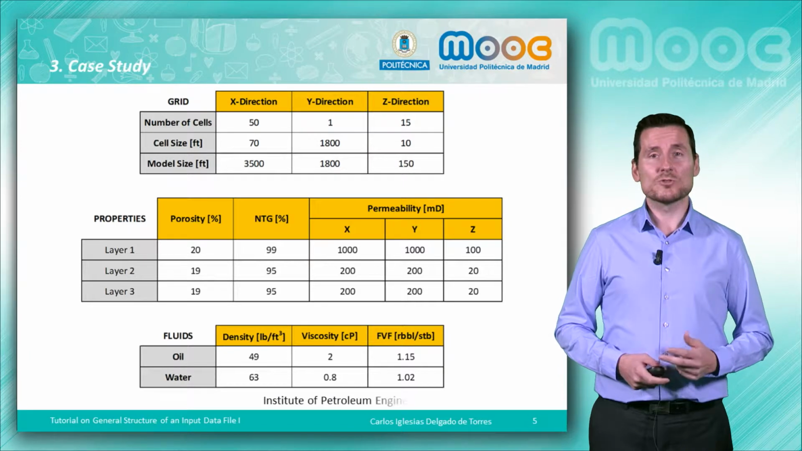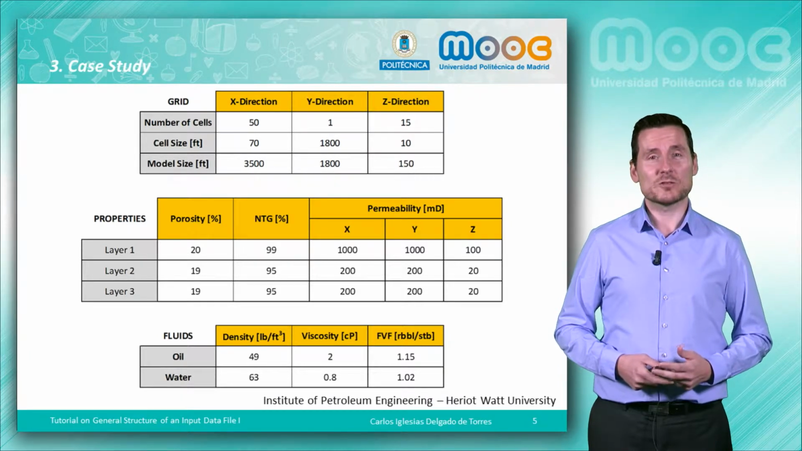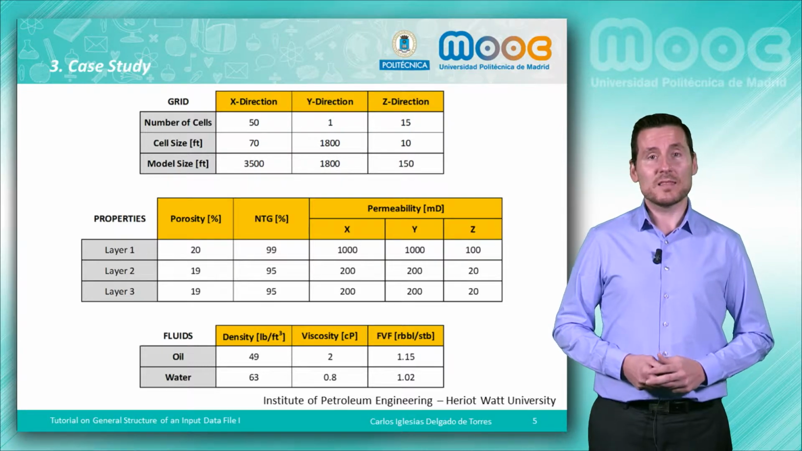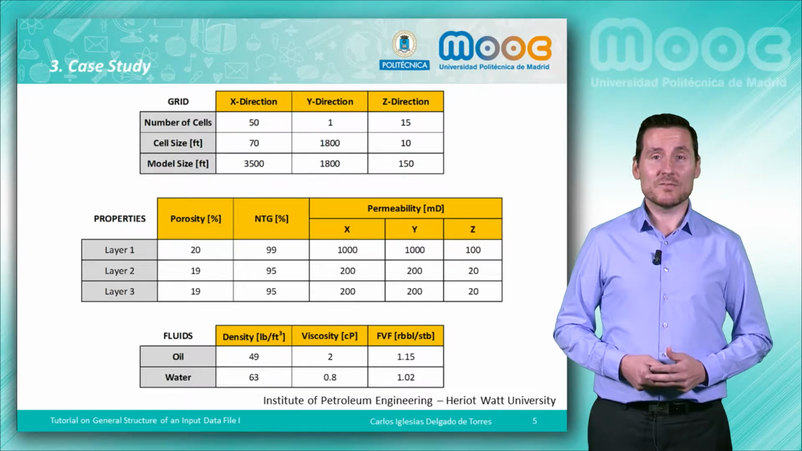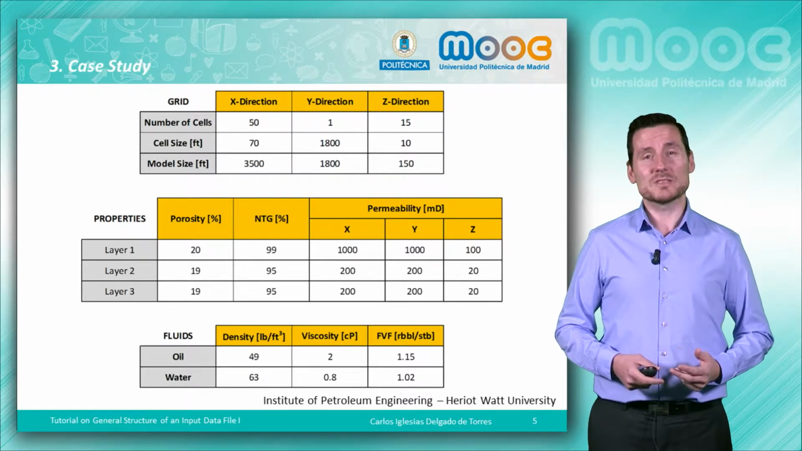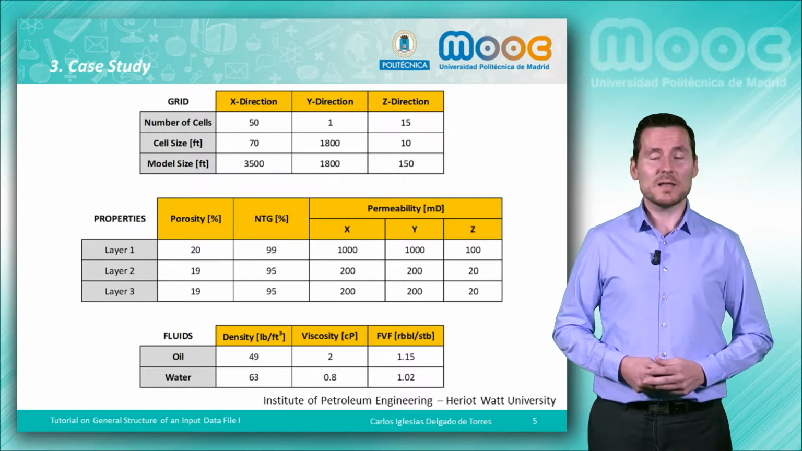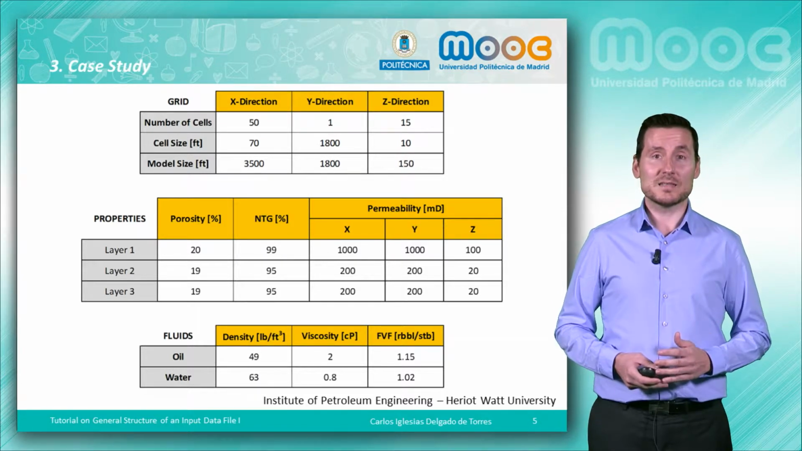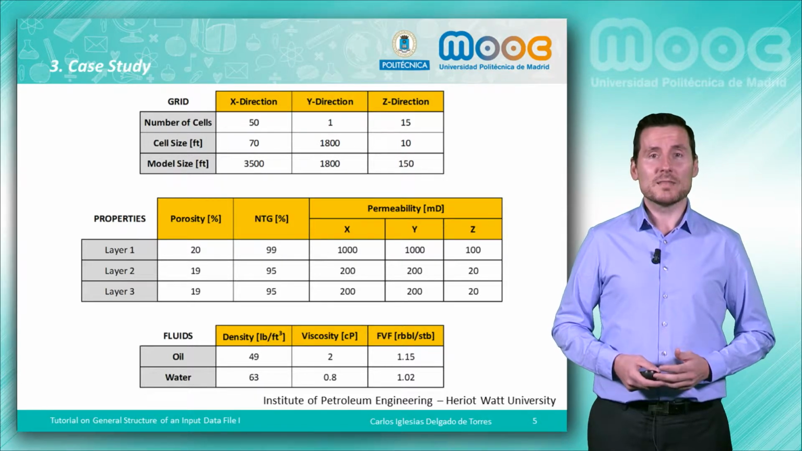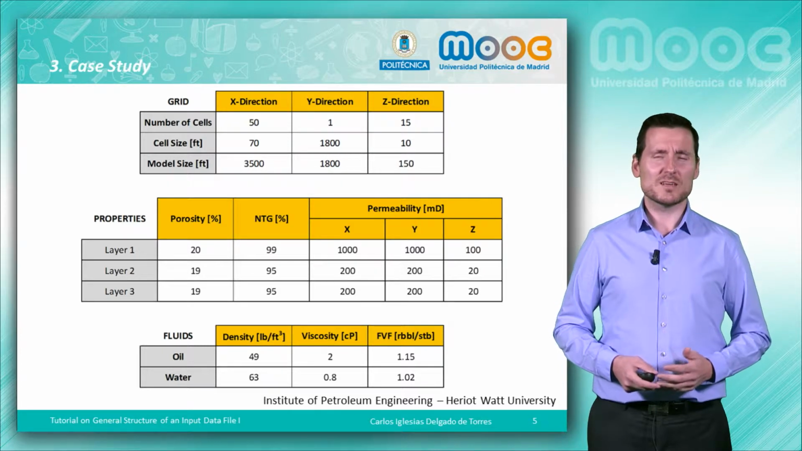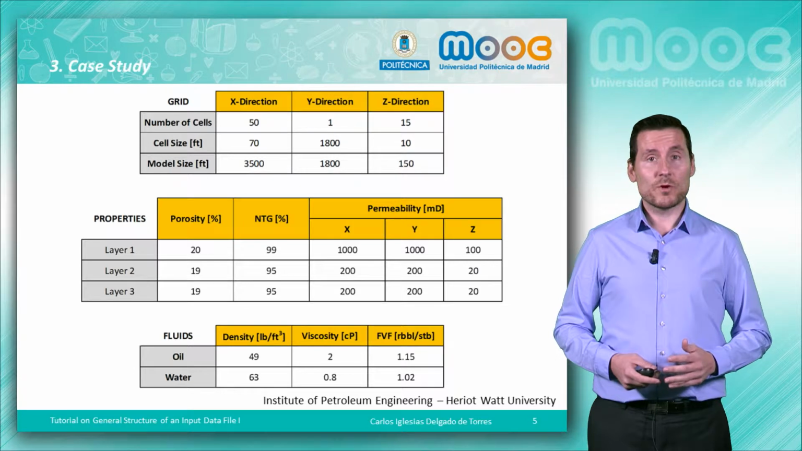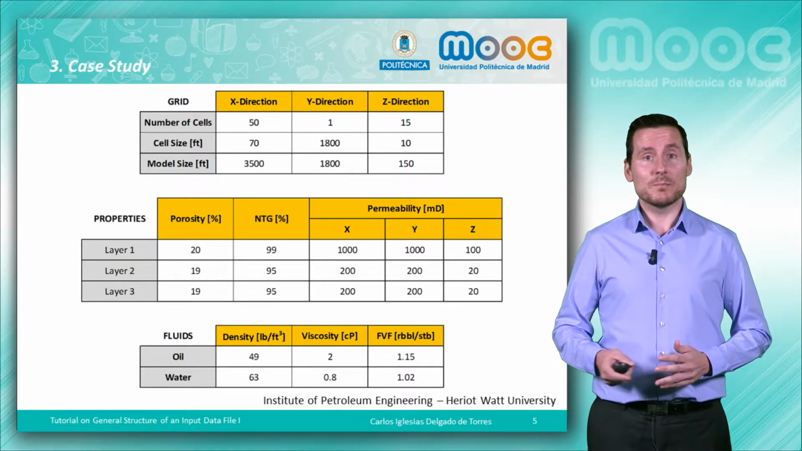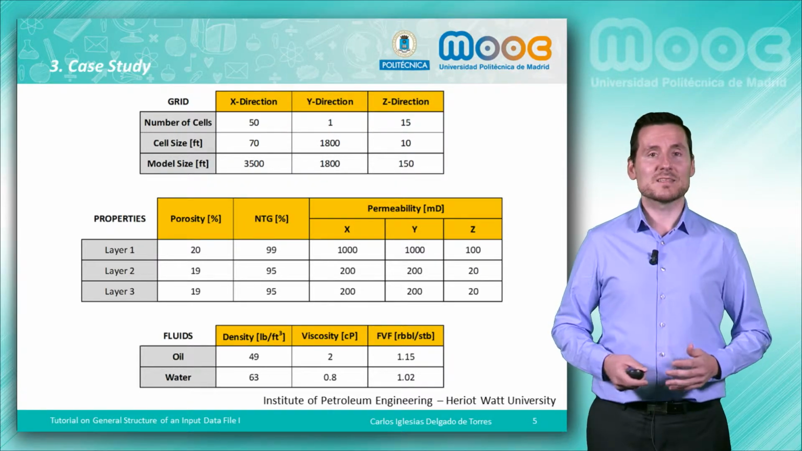First of all, let me introduce a case study from the Institute of Petroleum Engineering at Heriot-Watt University. In this case, as you can see in the first table, we have a grid of 50 cells in X, 1 in Y, and 15 in Z. It means a total number of 750 cells. The model is divided into 3 different layers, and as set in the property table, layer number 1 has better properties in terms of porosity, permeability, and net to gross. In the last table, the main fluid properties in the existing phases, oil and water, are described.